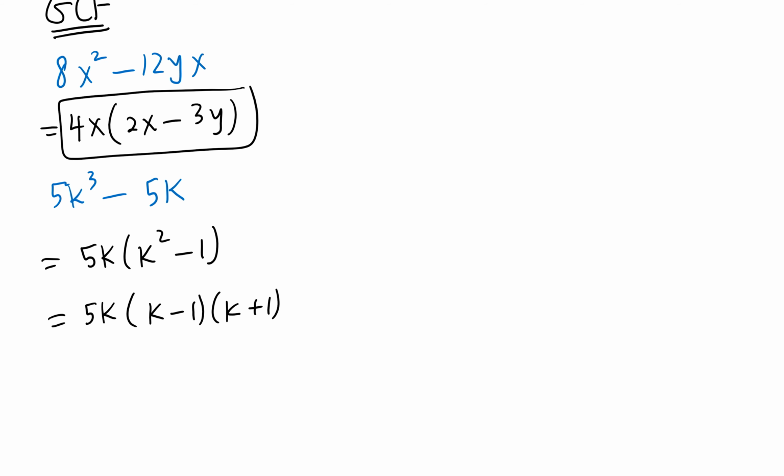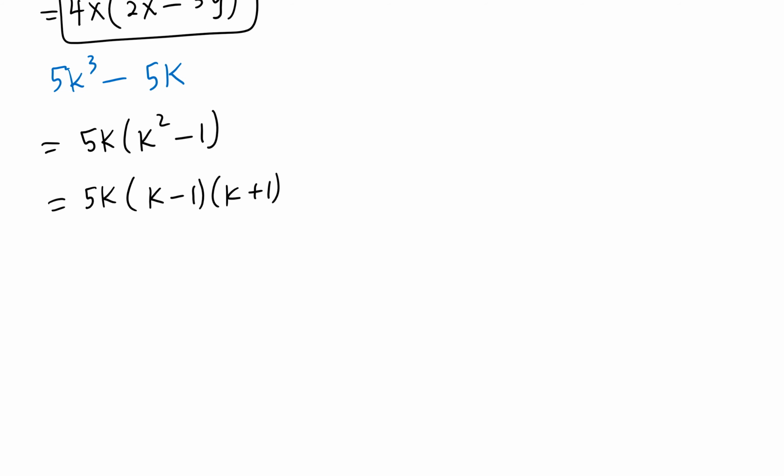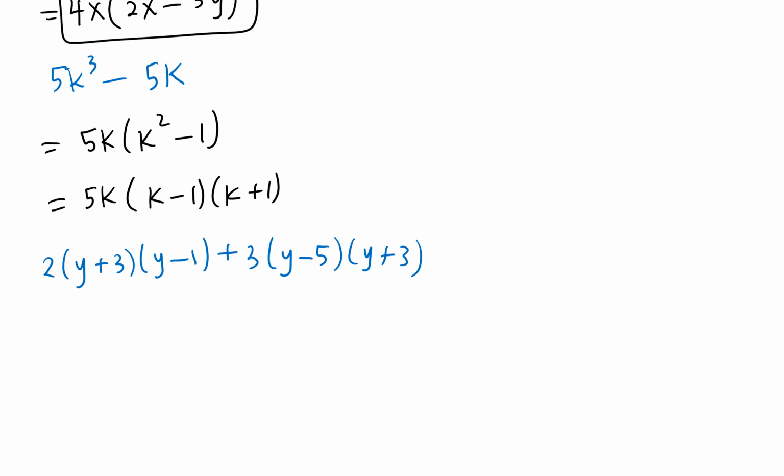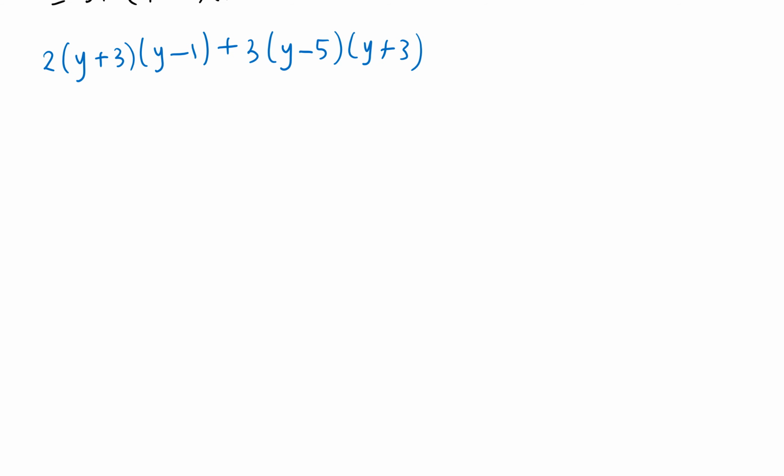Other forms of common factoring could be, let's say, 2 times y plus 3. So we're learning and reviewing the concepts by using examples. Say something like this. What is common? This by itself is one term, and this is another term. So what is common among these two? I see y plus 3.